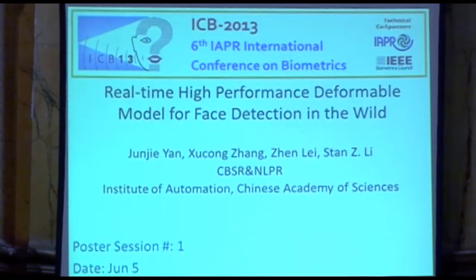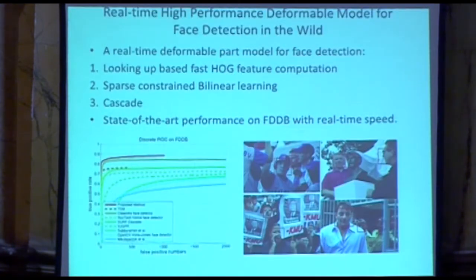Thank you. Next poster is real-time high-performance deformable model for face detection in the wild by Junjie Jiang from the Chinese Academy of Sciences. This work is to improve the speed of the HOG and DPM face detector. HOG and DPM is a popular method proposed mainly for object detection, and many existing works have applied HOG and DPM to face detection, but the speed of HOG and DPM is too slow to meet the requirement of real-time face detection.